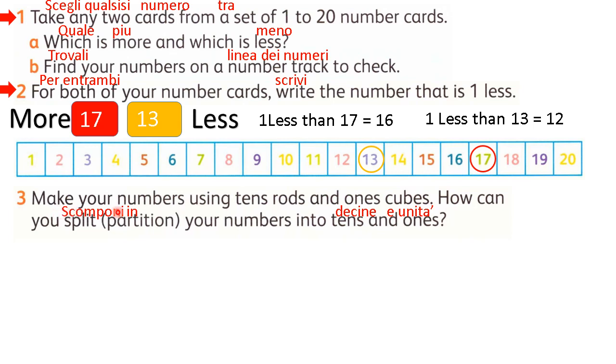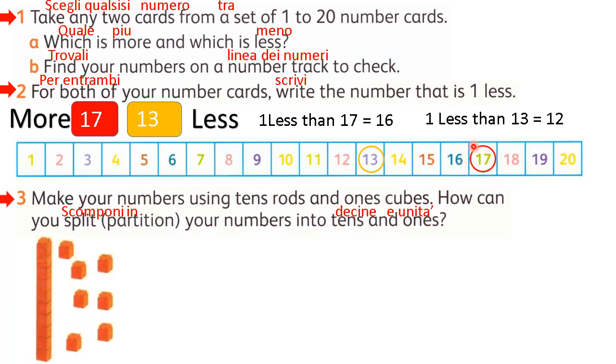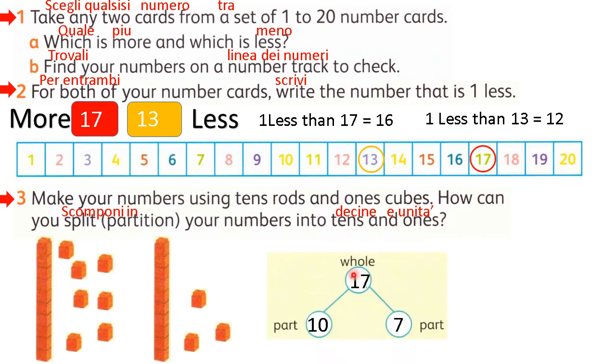Last activities, make your numbers using 10 rods and cubes. Here we have 17, 1 10 rod and 7 cubes. Here we have 13, 1 10 rod and 3 cubes. Splitting our numbers, the whole number is 17, and we can split it into 10 and 7, and 13 can be split into 10 and 3.